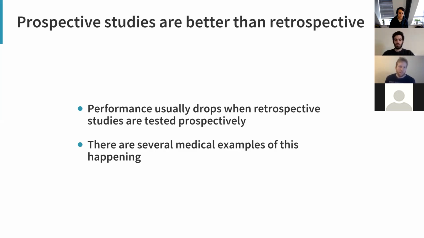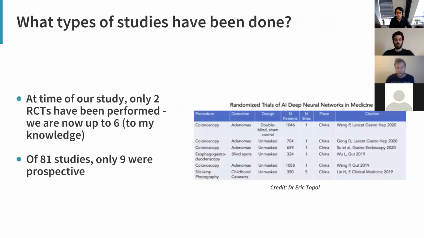And there's several examples of this in healthcare. There's a prospective study for breast cancer screening, which, when it was done prospectively, didn't see the same positive impact, and a similar sort of study in childhood cataracts as well. So when we then came to look at what studies have been performed so far, looking at deep learning in healthcare, we found at the time of our study, which closed last year in June 2019, that there were only 2 randomized control trials, and there were 9 prospective trials out of 81.